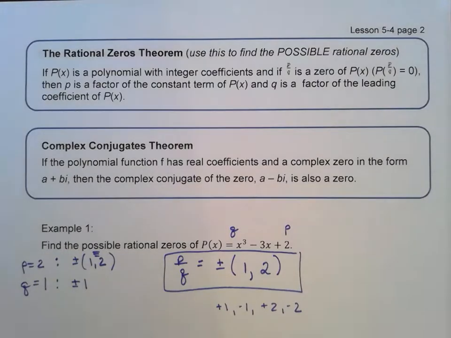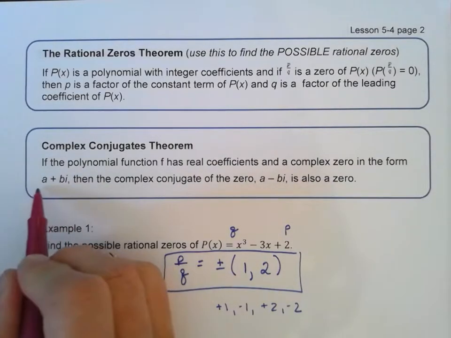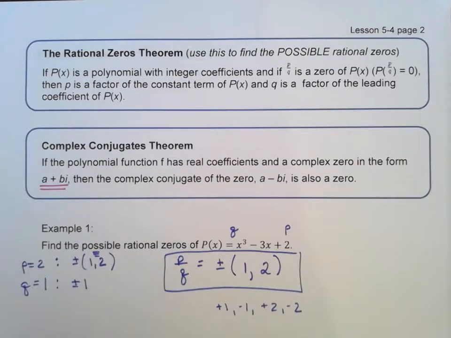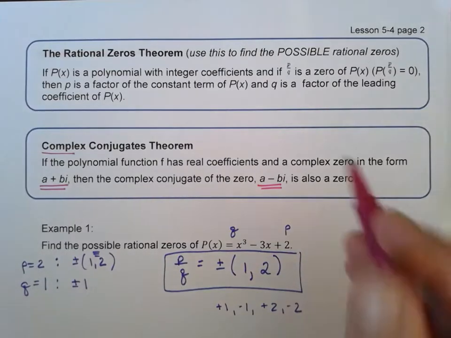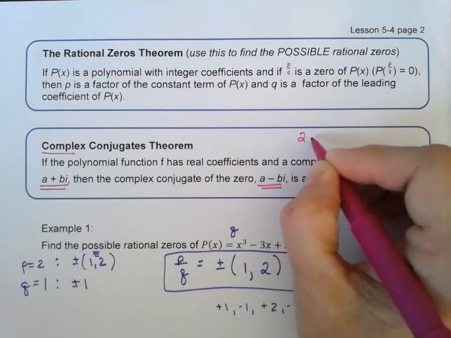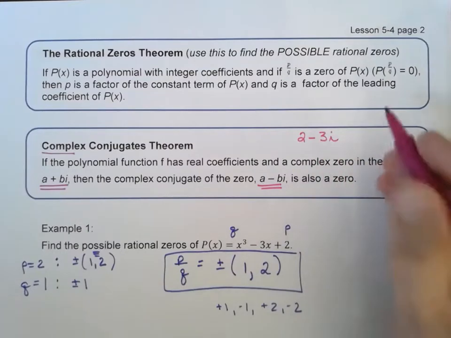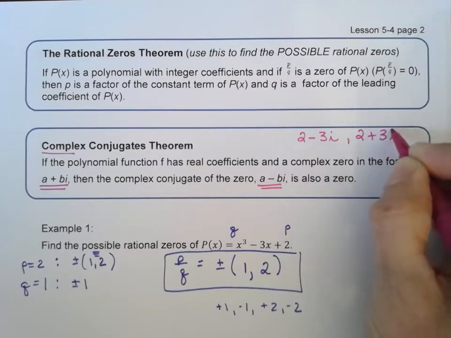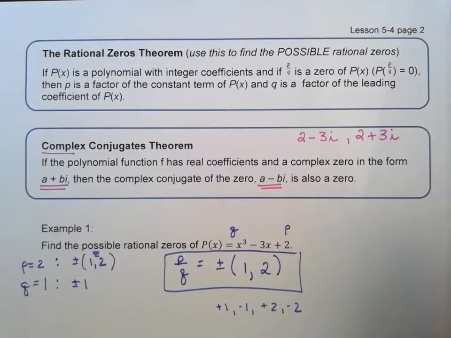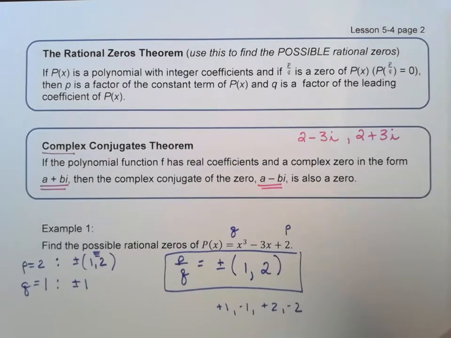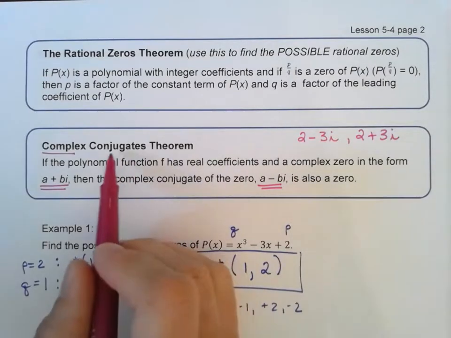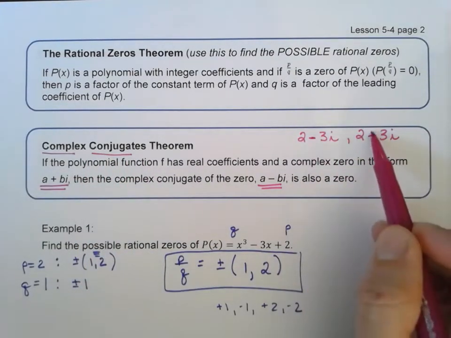Now the complex conjugates theorem says that if a plus bi is a zero of your function, then a minus bi is also a zero of your function. Remember, complex means you have an imaginary part in your number. So if you have something like 2 minus 3i, and you are told that this is a zero of your function, then 2 plus 3i is also a zero of your function. You automatically know that. You don't even have to think about it. Remember, that's what conjugate means, by the way. You just changed the sign.